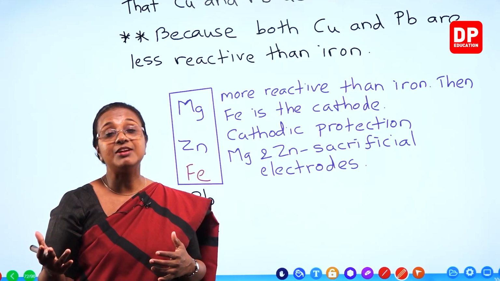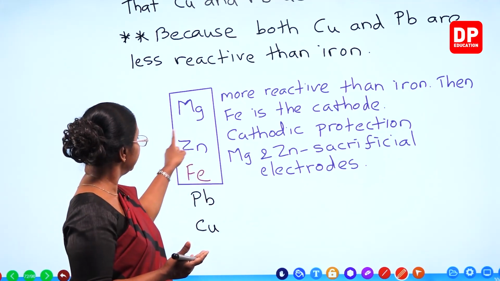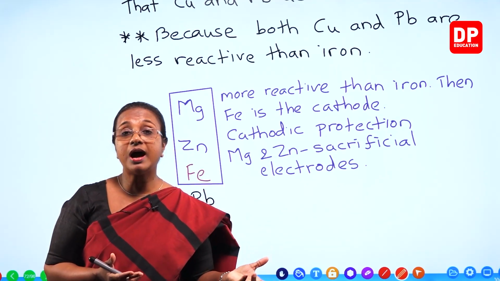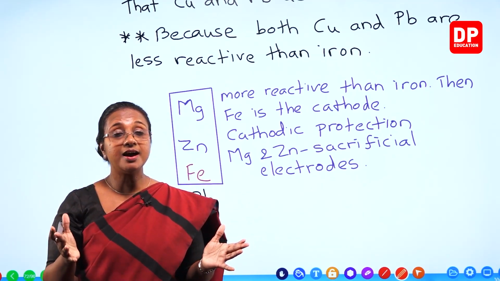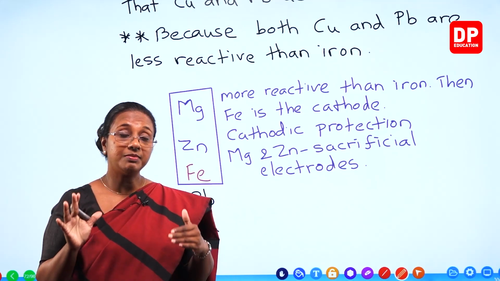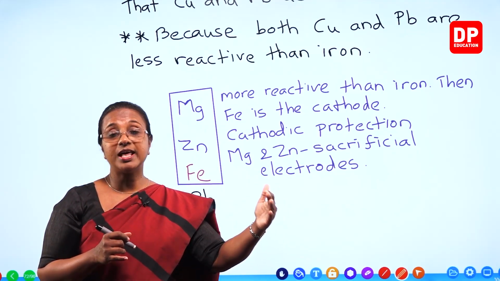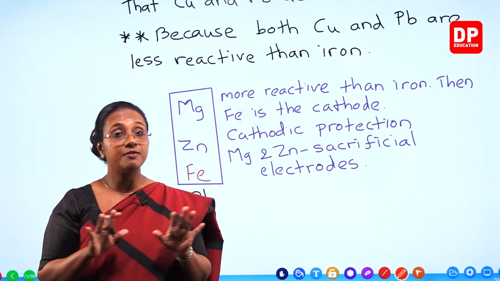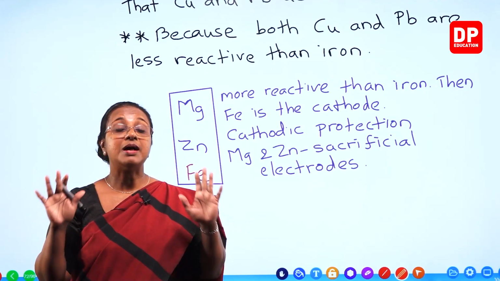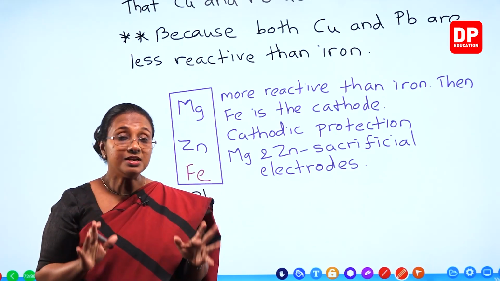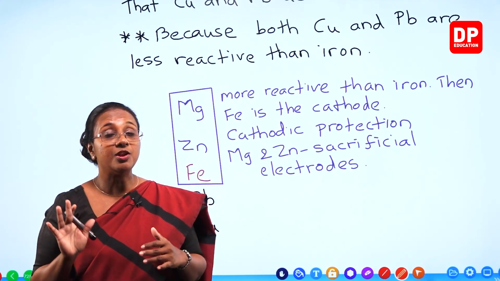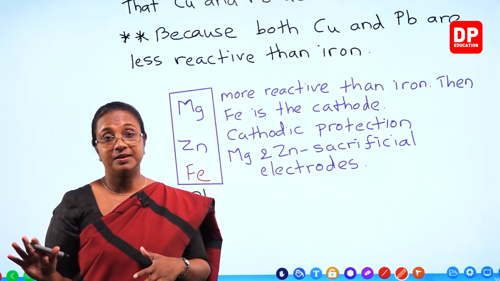Even in galvanizing, zinc is coated onto iron. Initially, when the coat is there, the coating prevents the contact of water and oxygen with iron. Therefore, there will be no rusting. But even if the coating gets scratched, still no problem. Iron will not undergo rusting.